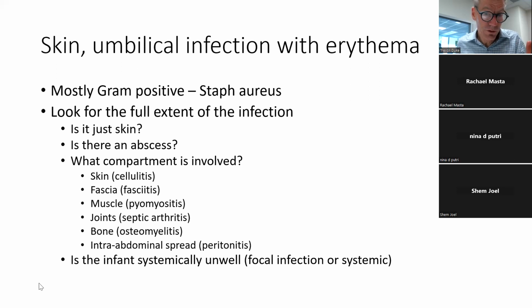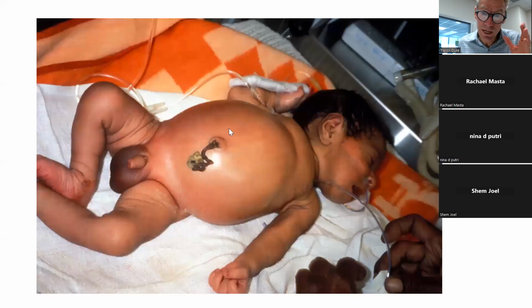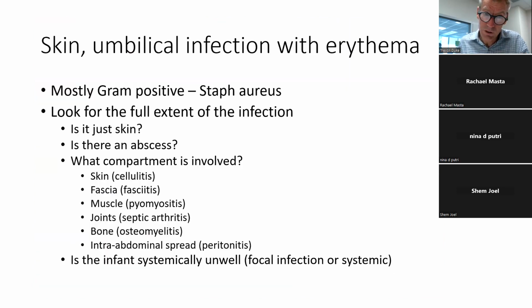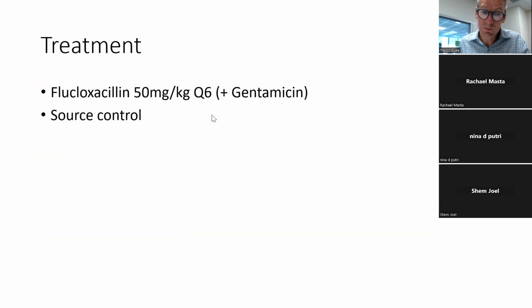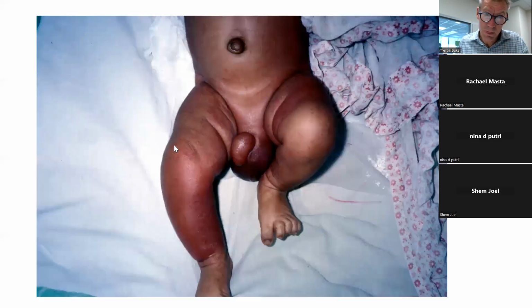So whenever you see what you think is a staph infection, ask the question, is it only cellulitis, or could there be something deeper, something more systemic? The treatment, of course, is flucloxacillin plus gentamicin to start with at least, and to get adequate source control.